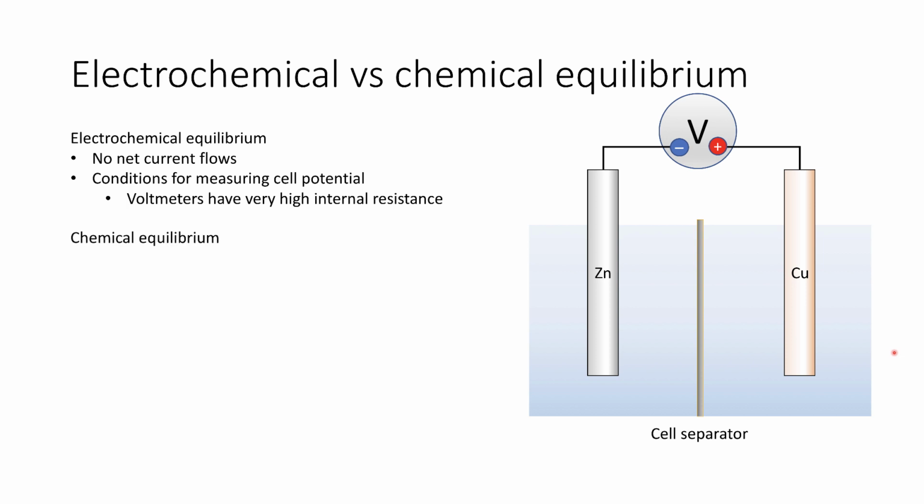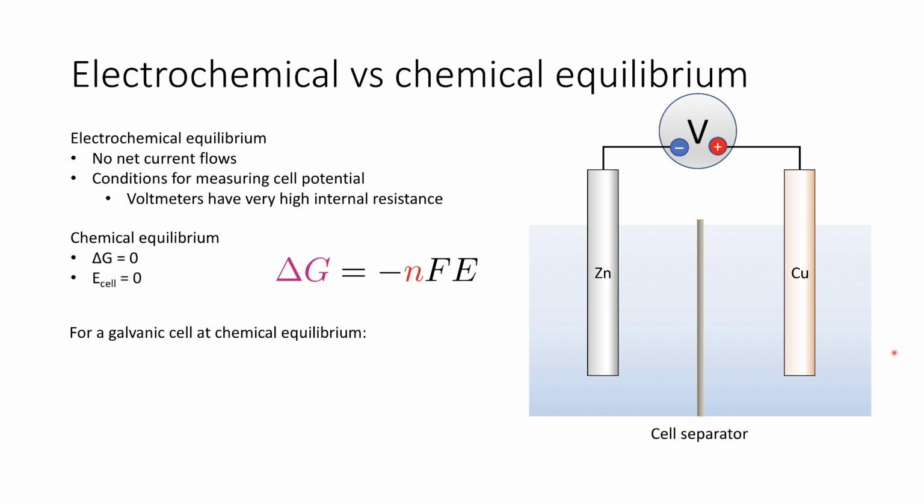Chemical equilibrium, however, requires a slightly different definition. It requires that the delta G for the entire process is 0. So remember that delta G is minus nFE. That means that the cell potential overall has to be 0. But if we allow current to flow, the cell potential is clearly not 0, so we need to reach a different state. So a galvanic cell at equilibrium, remember a galvanic cell is where we have a spontaneous current flowing. At chemical equilibrium, the cell potential will be 0, which means Q equals K. So the reaction quotient is the equilibrium constant.